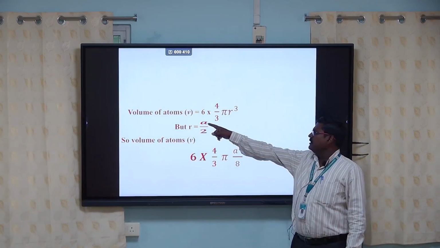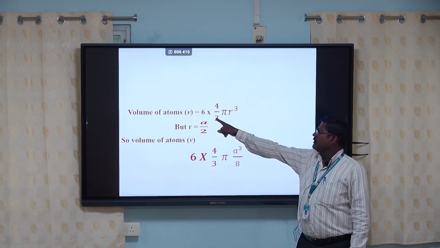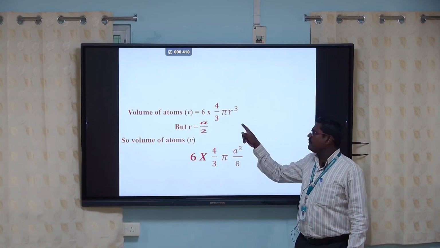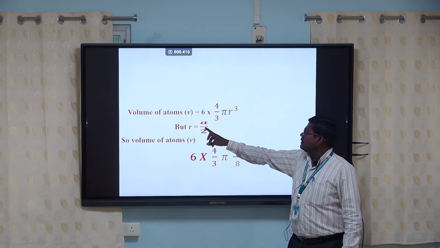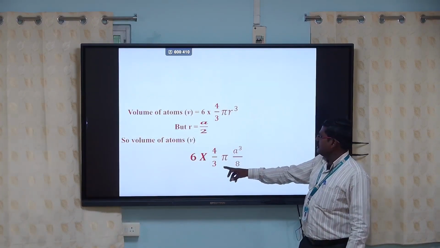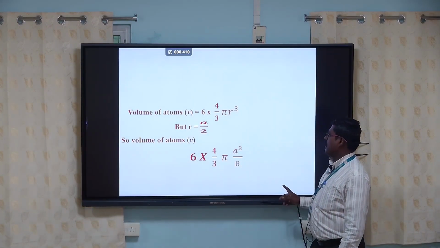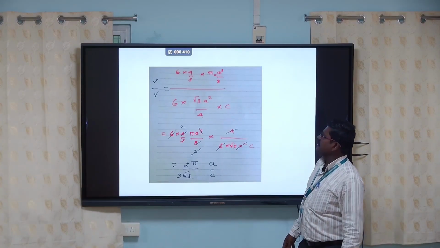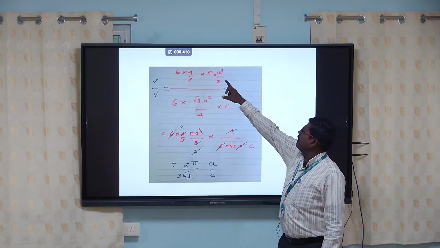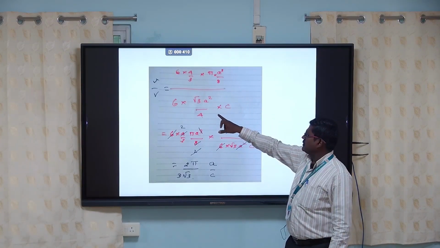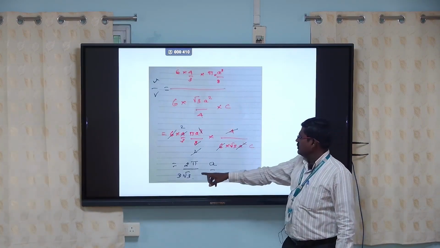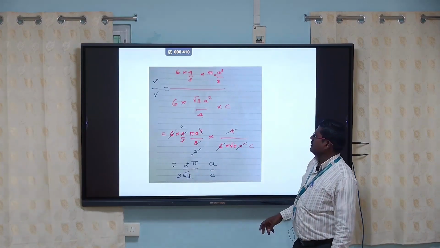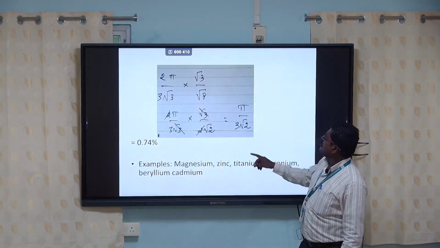Now we have to find volume of atoms. Volume of atoms: we have 6 atoms. The volume of one atom is 4 by 3 pi r cube, because the atom is spherical in shape. But we know R equals A by 2, so substituting these, we get the volume of atoms. Then we can find the packing factor value, which is volume of atoms by volume of unit cell. On simplifying, we get 2 pi by 3 into root 3 into A by C.